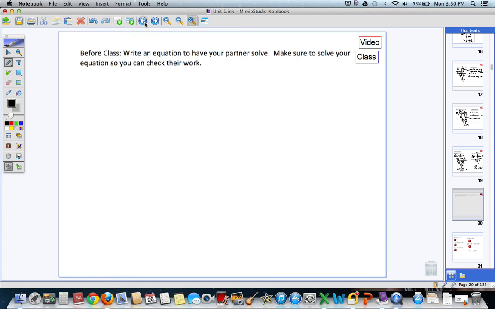So you don't want your answer to be like 4.63215. No. Your answer either has to be a whole number, infinite solutions, or no solutions. So make sure that you have an equation that works. Make sure you solve it before you bring it in, but just bring in that equation for class tomorrow.